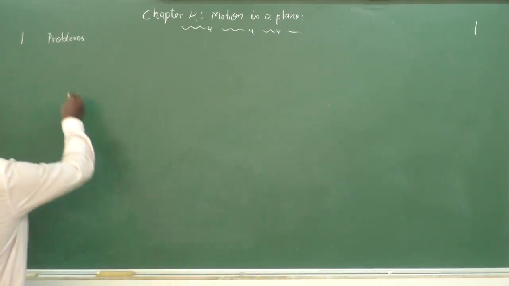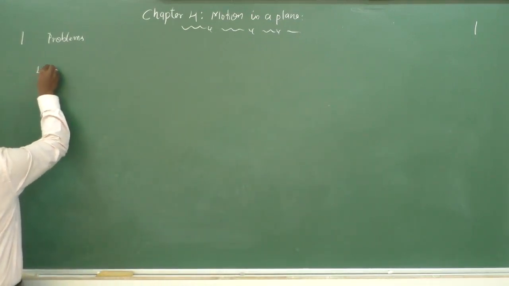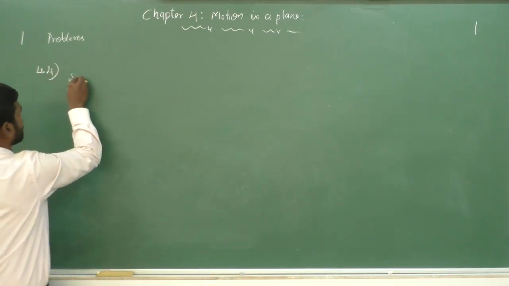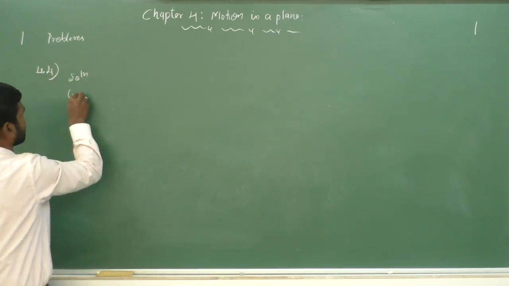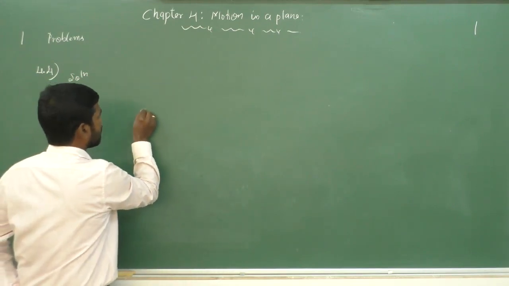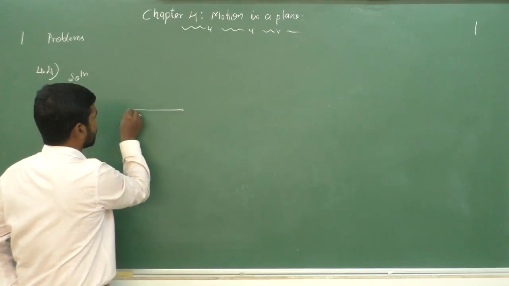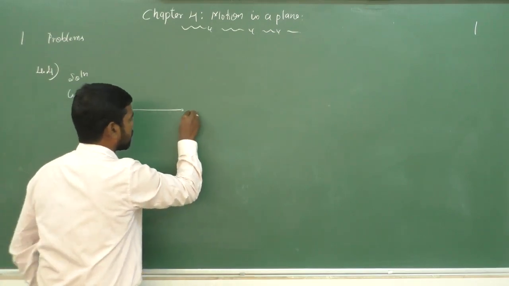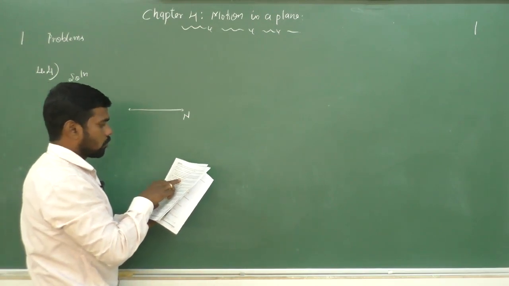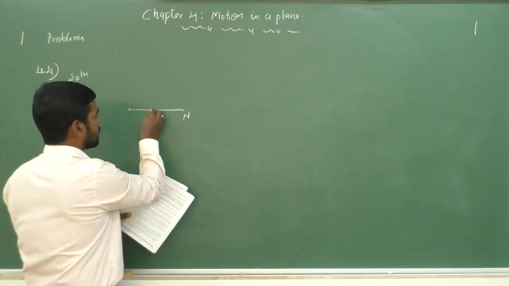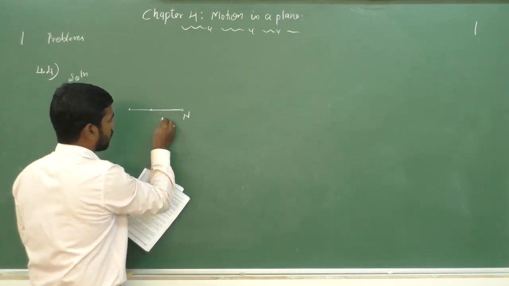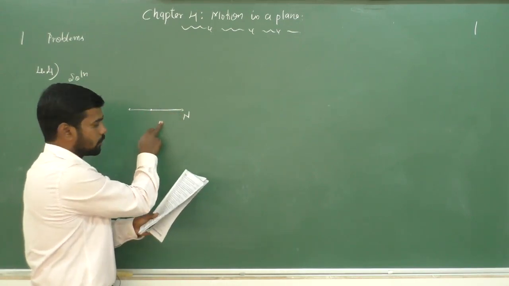I'll write it here, problem number 4.4. In the solution, what are the given things? We should take north and south. I'll take this one as north. The motor boat is racing towards north, so I'll consider this vector, the velocity vector of the boat.